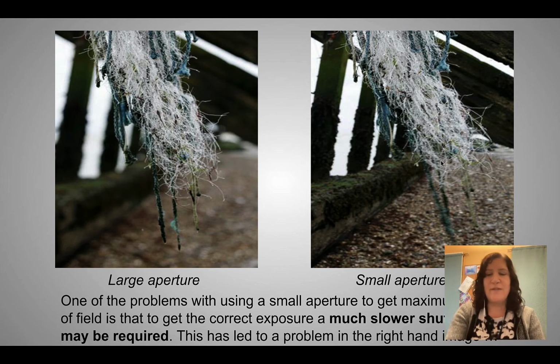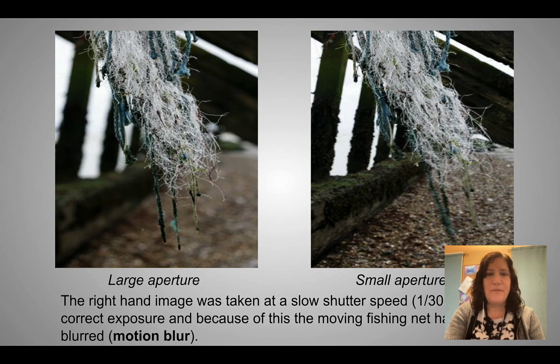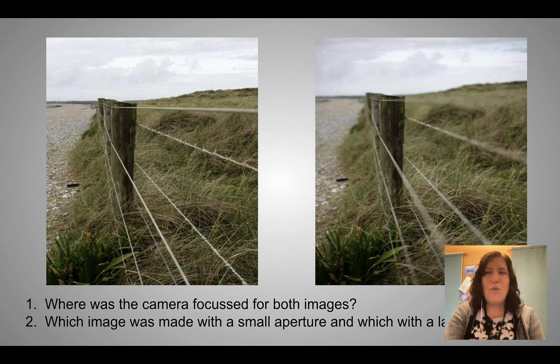So there are trade-offs. That's the point here. The right-hand image was taken at a slower shutter speed to get the correct exposure. Because of this, the fishnet, that's what it is, has become blurred, a little bit of a motion blur. So if you look at these, where was the camera focused? If you look carefully, you can see both photographs were focused on the post closest to the photographer.